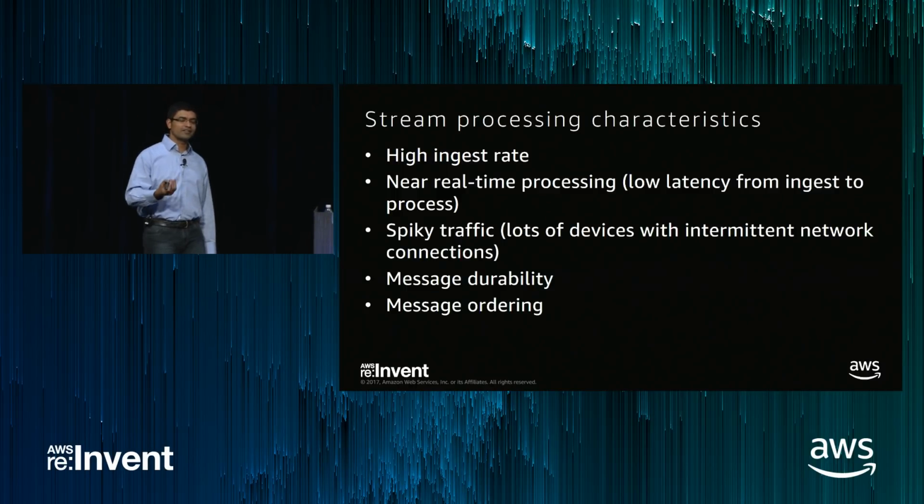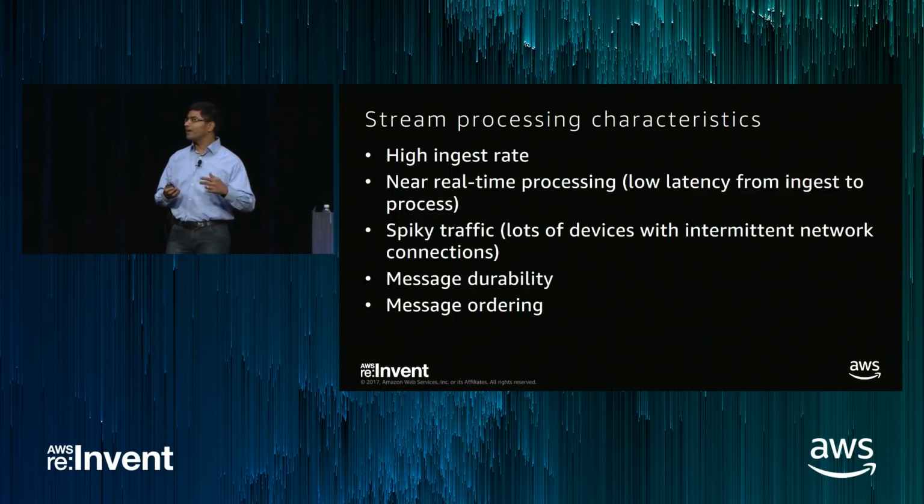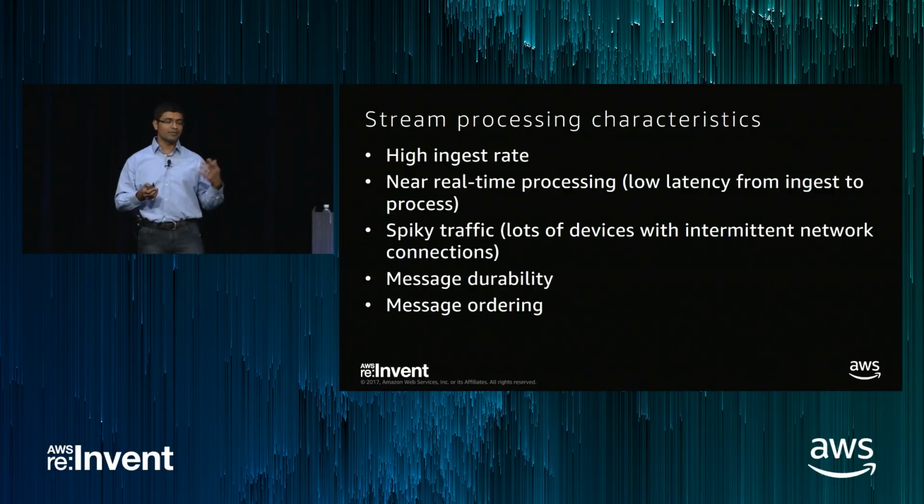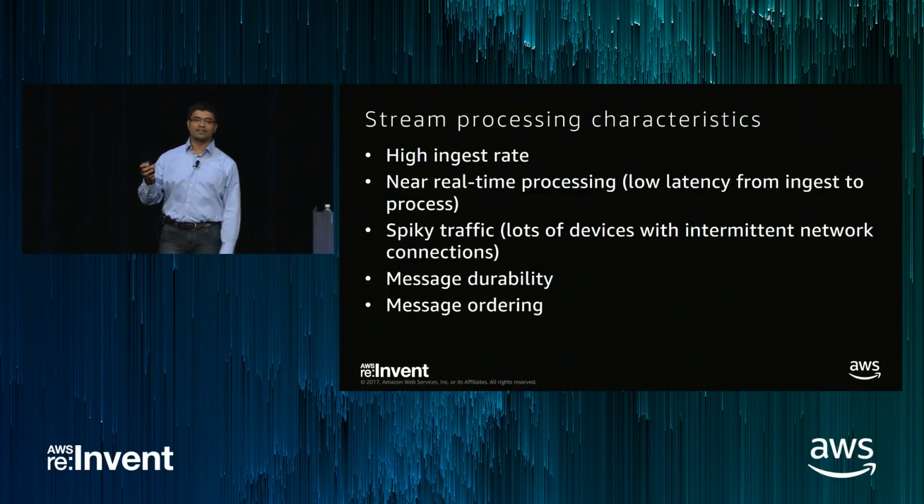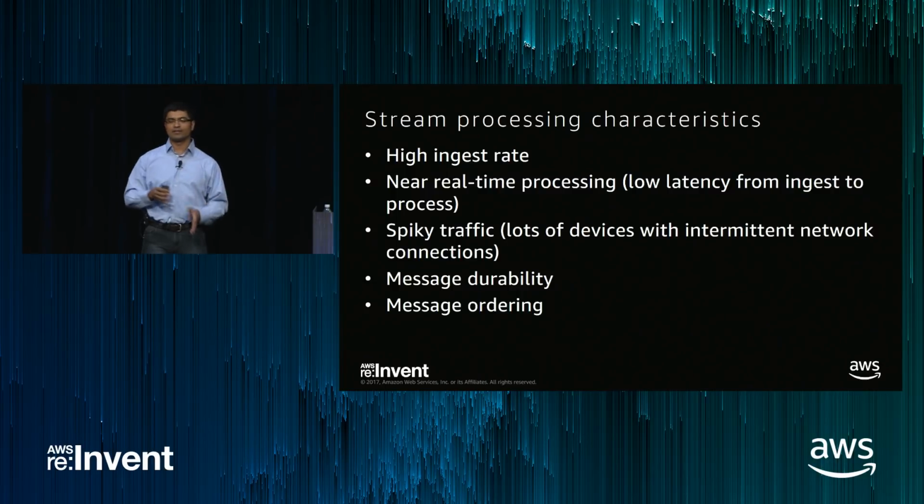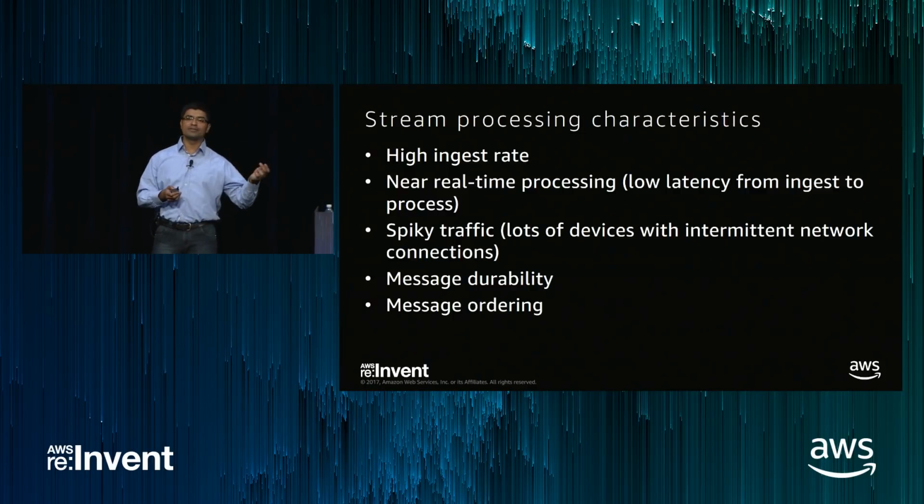So as we look at the characteristics, these characteristics are shared by many different applications, such as clickstream analysis. You have high ingest rates. Imagine the rate of clicks happening on Cyber Monday. You want to do near real-time processing. This is that challenge of trying to bring the latency down from the time an event happens to the time you get the insight. You also have spiky traffic. Obviously, the traffic that you experience on Cyber Monday is likely to be many times higher than your average day in the rest of the year.